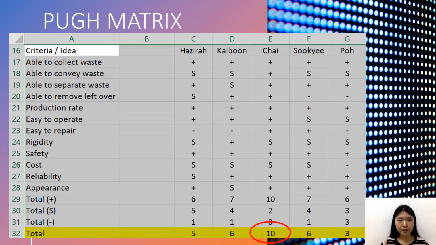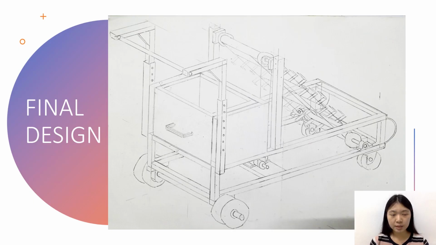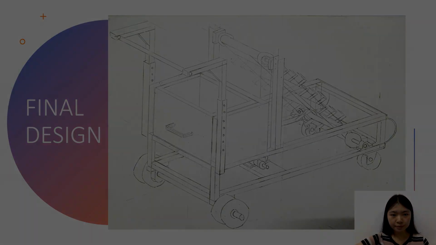A proof matrix is a selection method used to compare and select the best solution from a set of alternative proposals. And from the proof matrix as shown in this diagram, we found that the modified concept design 1 from Chuan Ting has the highest total mark. Hence, the modified concept design 1 is selected as our group final product design. This is our group final product design for the beach cleaning machine.